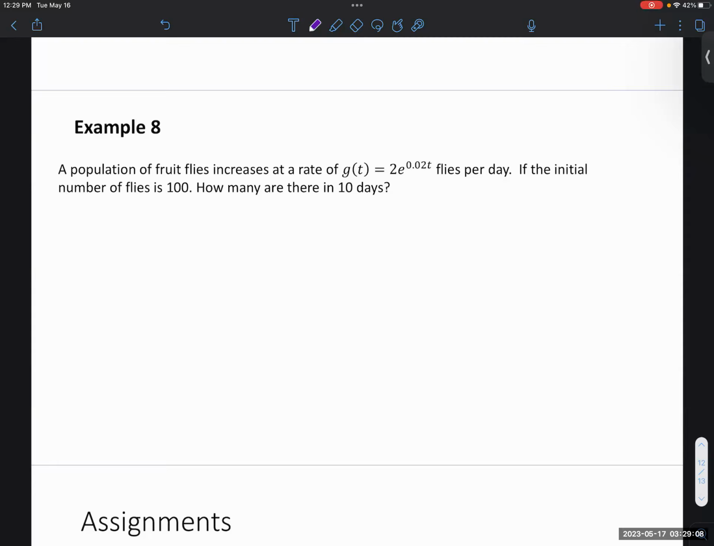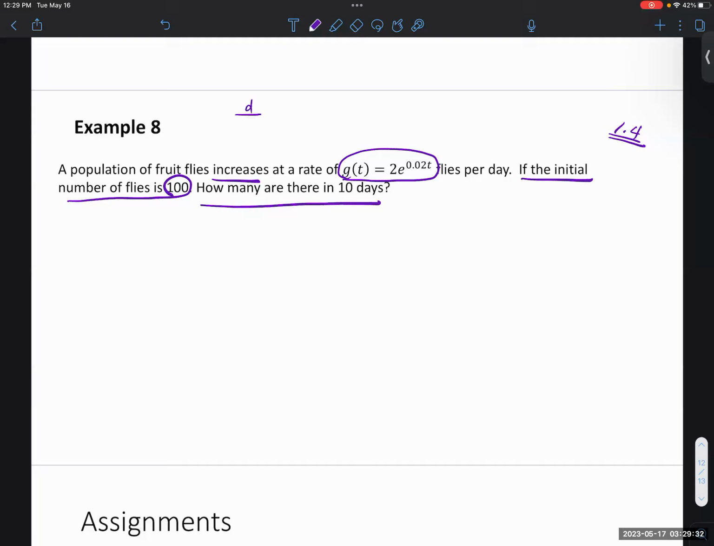Let me read it. A population of fruit flies increases. Okay, they're increasing at a rate with the following function. So this is like a velocity function. There's an initial number of 100. How many were there in 10 days? So think about it. This is 1.4, the net change.